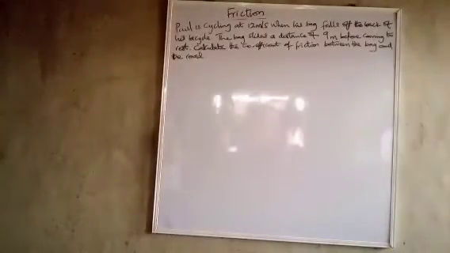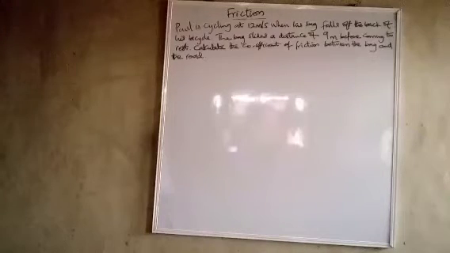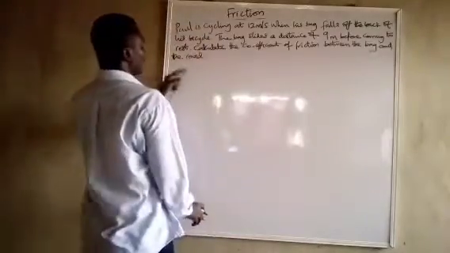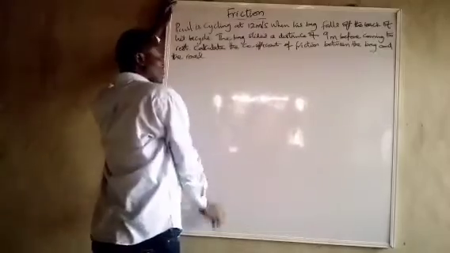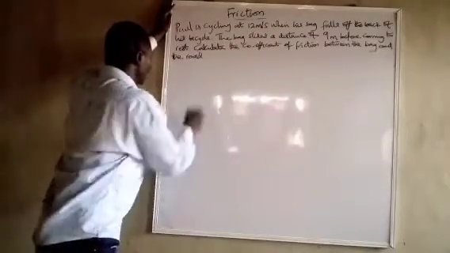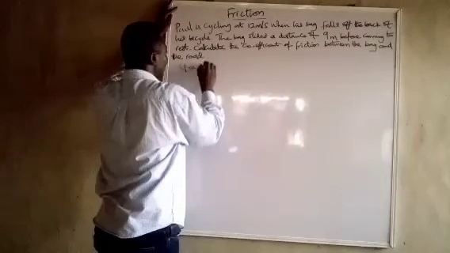Paul is cycling at 12 meters per second. When his bag falls off the back of his bicycle, the bag slides a distance of 9 meters before coming to rest. Calculate the coefficient of friction between the bag and the road. So in this instance, we know that the frictional force is constant. Let's take it like that. So when the bag falls off the bicycle traveling at 12 meters per second, it also has that velocity. So U for the bag is 12 meters per second.